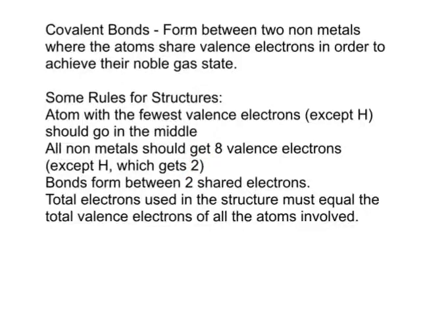Bonds are formed between two shared electrons, so every bond should count as 2 valence electrons. Your total electrons used in the structure must equal the total valence electrons of all the atoms involved. So let's look at some examples.